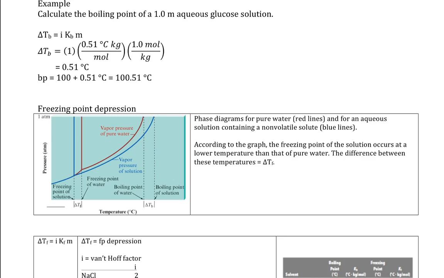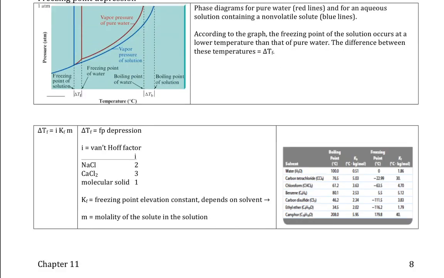Freezing point depression is the next colligative property that is affected, that happens because of the presence of a non-volatile solute. Here's the phase diagram again for water. And according to the graph, we have the red lines again representing pure water, the blue lines representing the solution, and the freezing point of the solution occurs at a lower temperature than that of the pure water. This difference is delta T sub F.